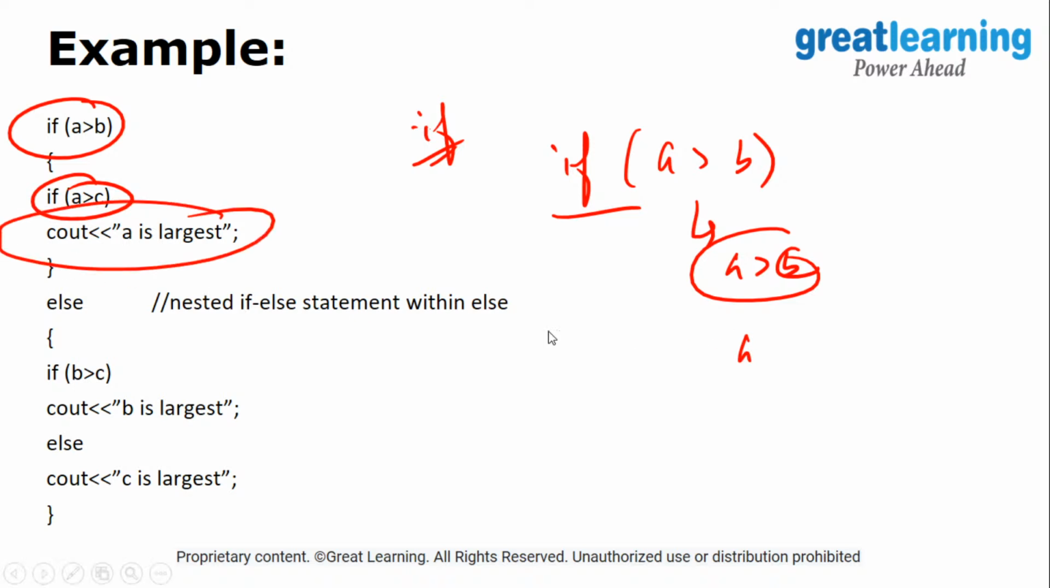But what if this condition is true, a is greater than b, but a is not greater than c? That obviously means c is greatest, right?